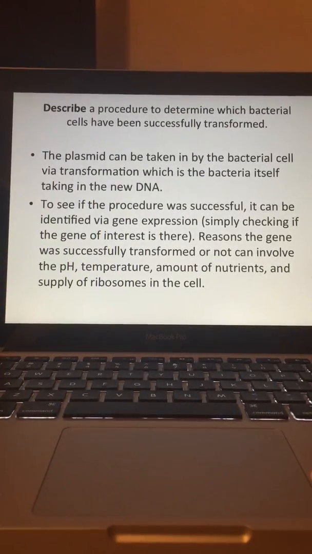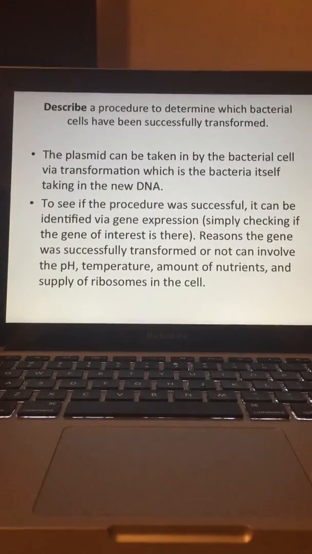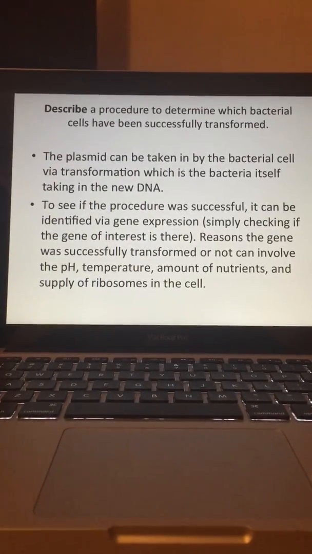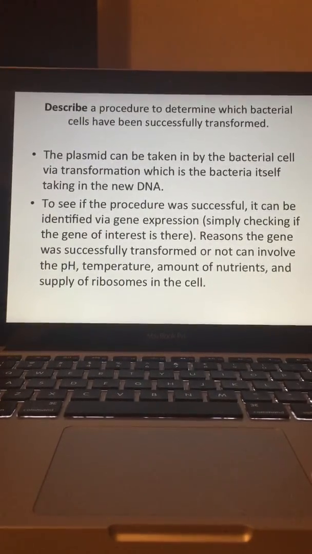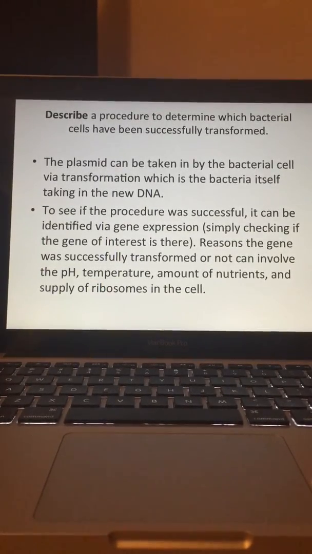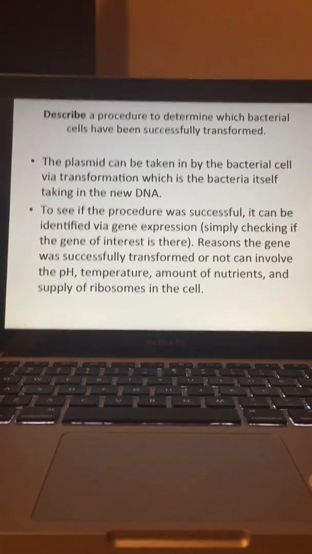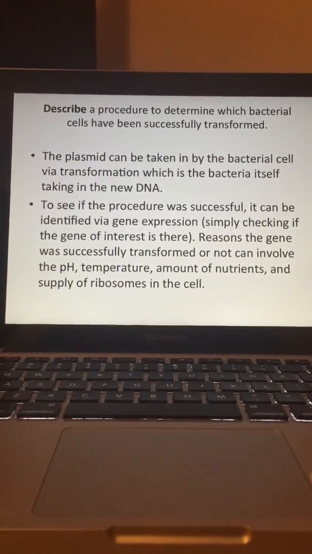The reasons that the gene you were looking for was expressed or not expressed could be things such as pH level in the cell, temperature, the amount of nutrients, or the supply of ribosomes in the cell.